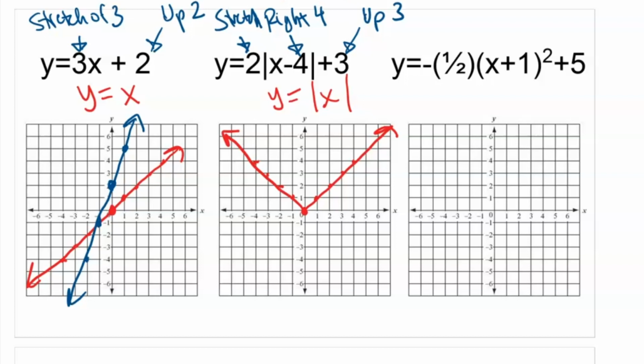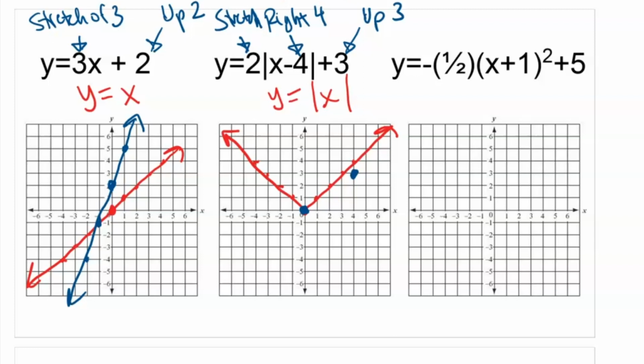Okay, so let's start with the vertex. So the vertex is normally at 0, 0. But now it's going to go up 3 and right 4. So up 3, right 4. Now my vertex is going to be right here.